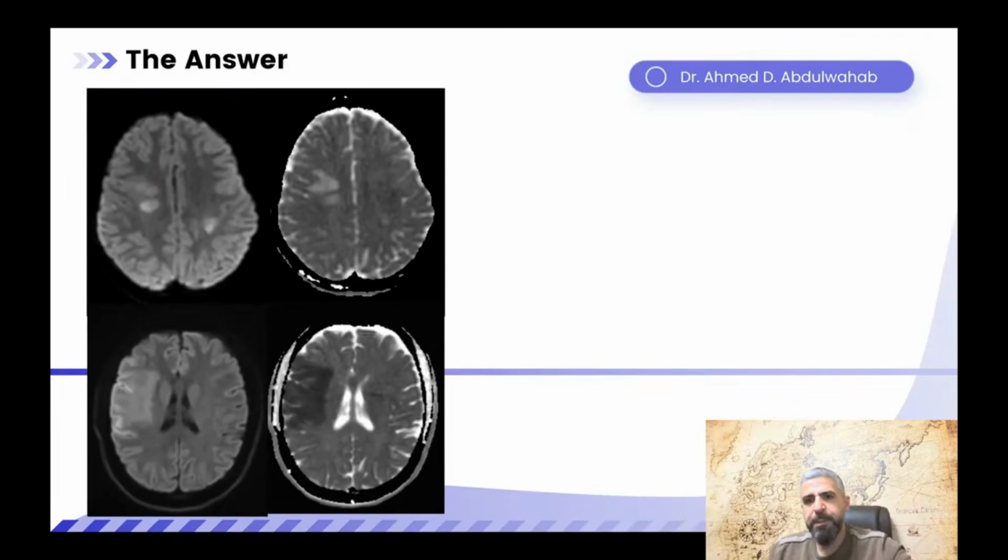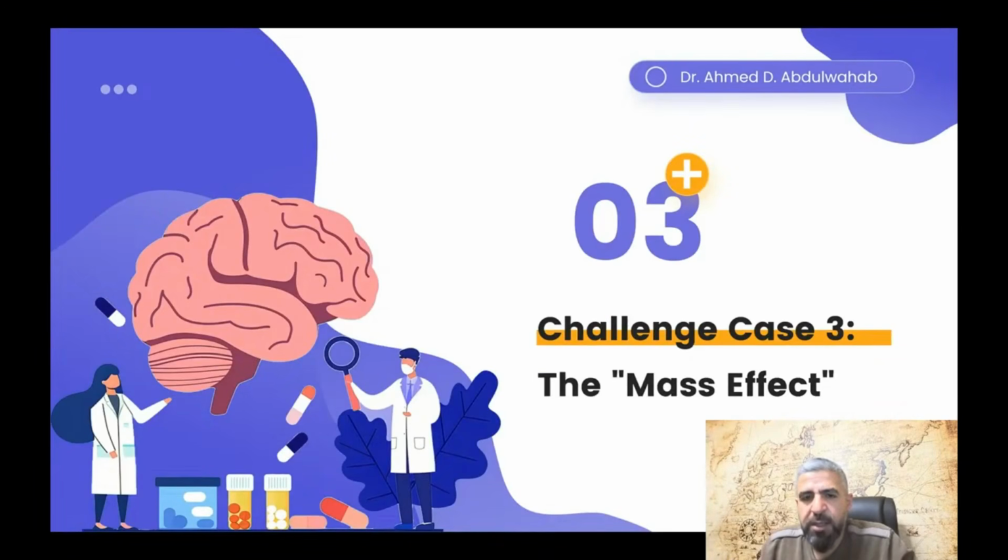Just to compare, this is a shine-through, it's hyperintense, while this is a stroke. How to confirm? By ADC. If it's bright on ADC, this is a shine-through. If it is dark, this is a stroke. Good. Now let's take case challenge number 3, the mass effect.